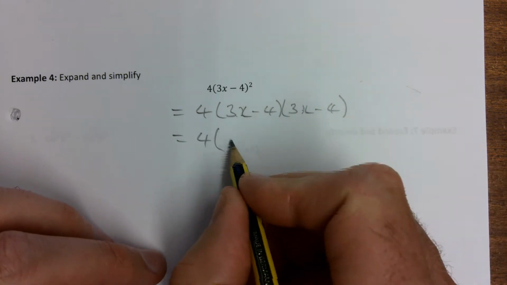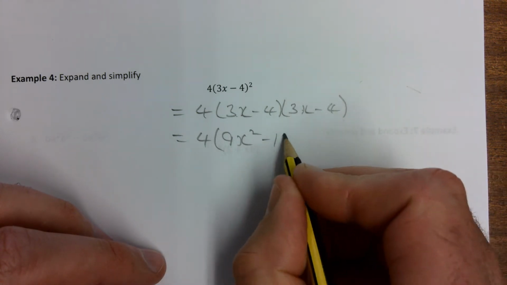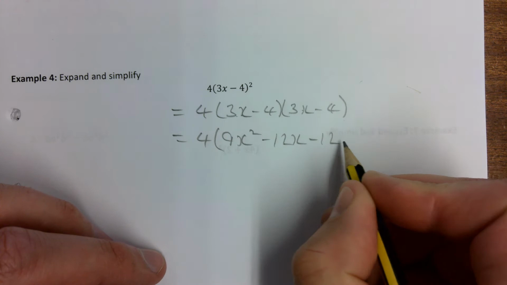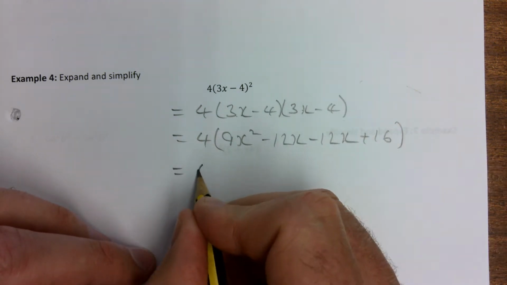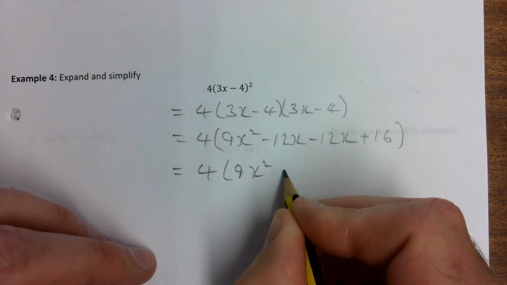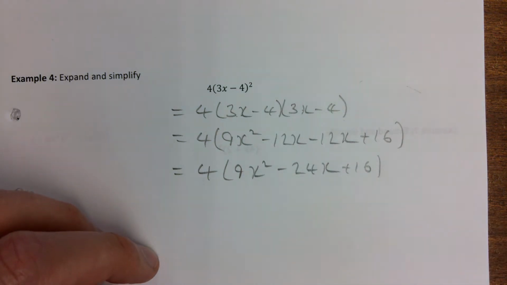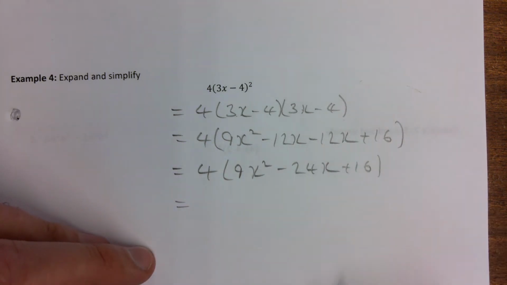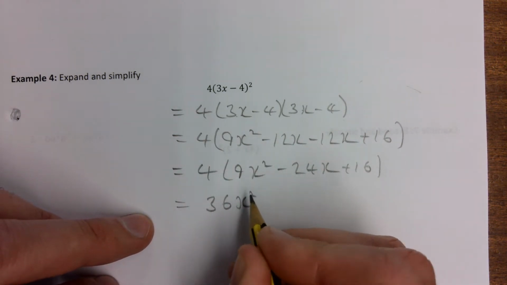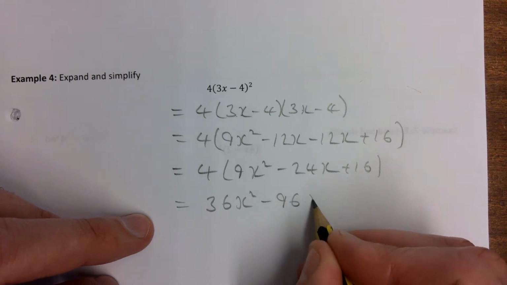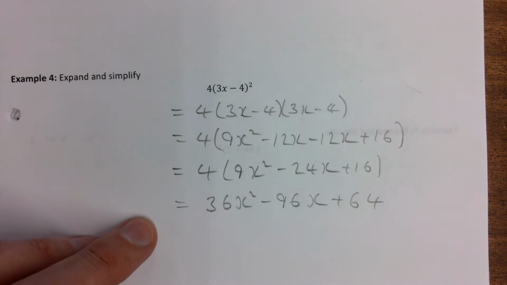So I'm going to do 3x times 3x, 9x squared. Outer, minus 12x. Inner, minus 12x. And last, plus 16. That gives me 4 upon 9x squared minus 24x plus 16. And then multiplying through, just to finish off, we need to multiply everything by 4. Notice I've left the 4 to the end. 36x squared minus 96x plus 64.